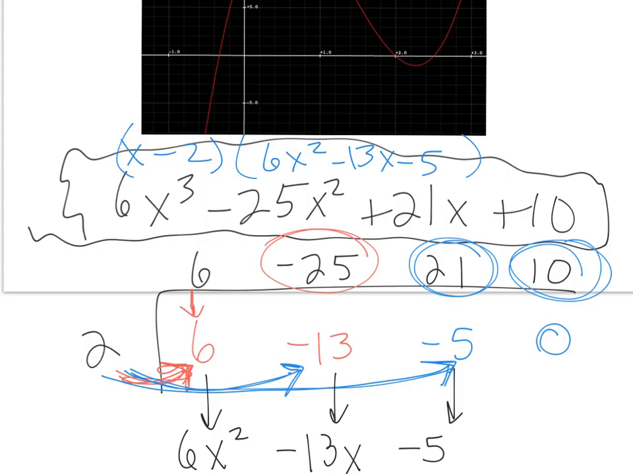Okay, remember that if the factor is x minus 2, the root is positive 2. The factor and the root always have these opposite signs. The other factor that's left here is what we bring down.